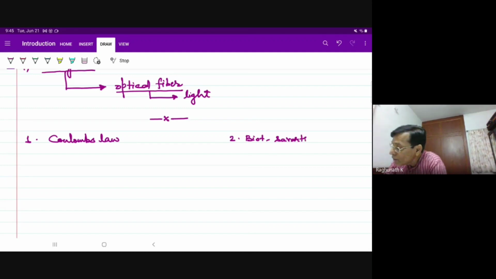Ampere's law is studied as the first topic in magnetostatics. Whether we can prove them experimentally straight away or not, we can't prove it in our labs, I'm sure about it.